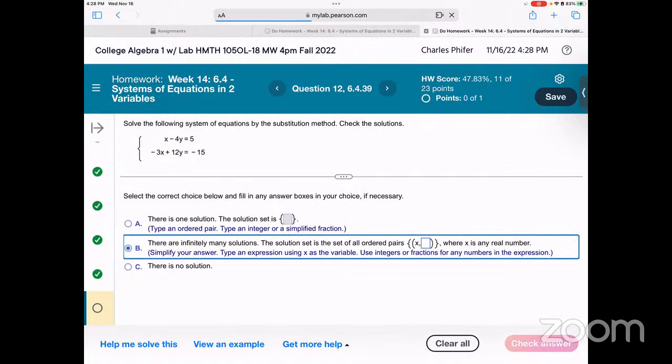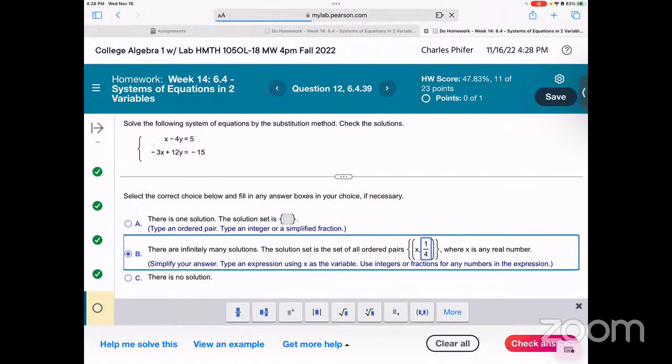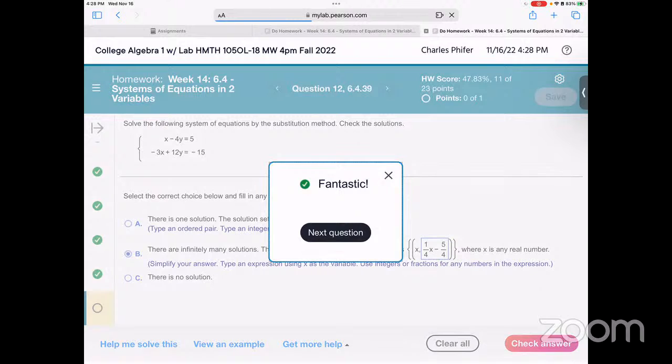Now we need to solve for y. So if I add and subtract, we get 1 over 4 times x minus 5 over 4. So when there are infinitely many solutions, all solutions are going to take on the form (x, whatever your y is). So you have to solve for y from your system.